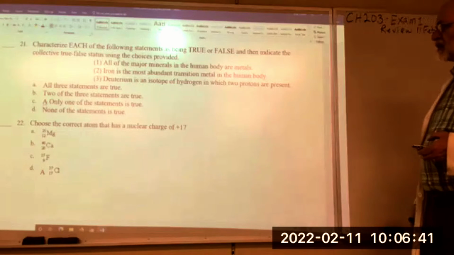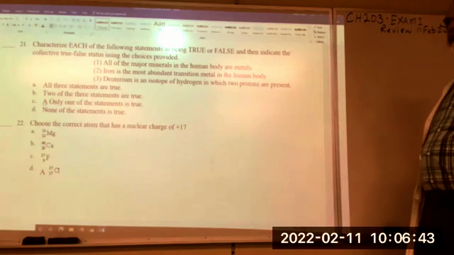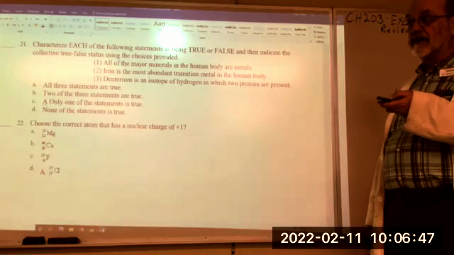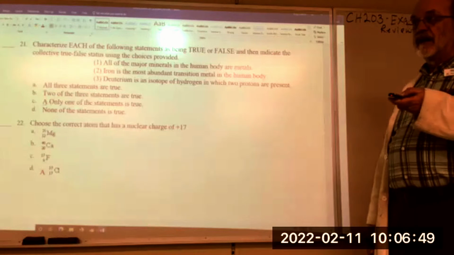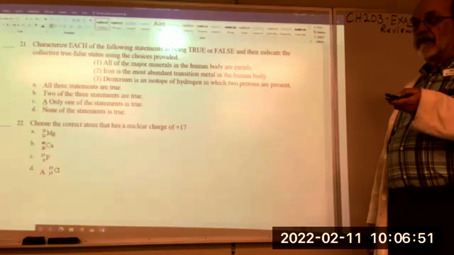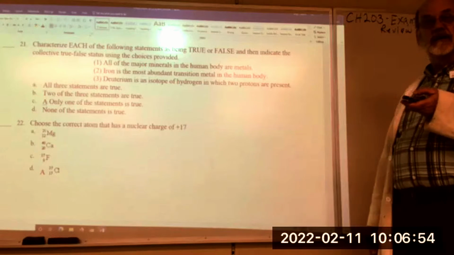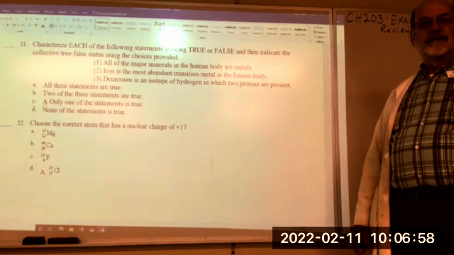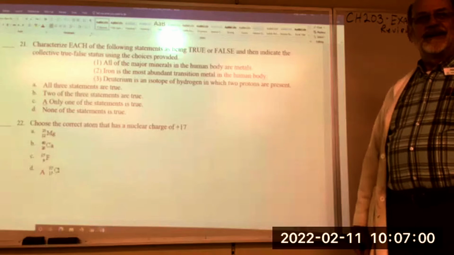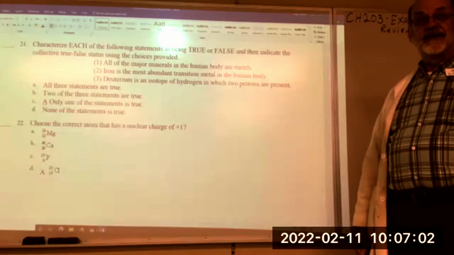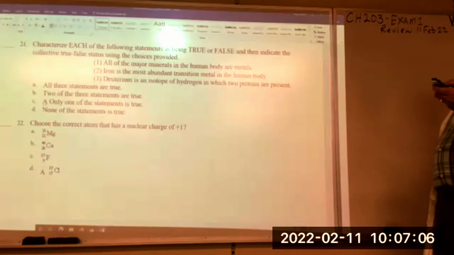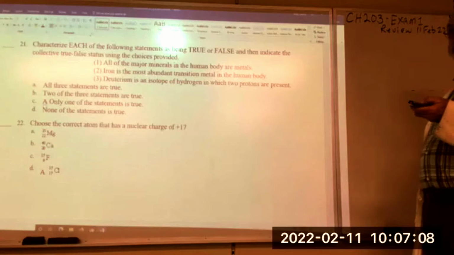Iron is the most abundant transition metal in the human body. Iron, transition metal. Let's see. Transition metals are right here. There's a pretty good bit of iron, right? Where's most of the iron located? Take a guess. Blood, yeah. Red blood cells. Mm-hmm. So that's probably true. I'd go for that.